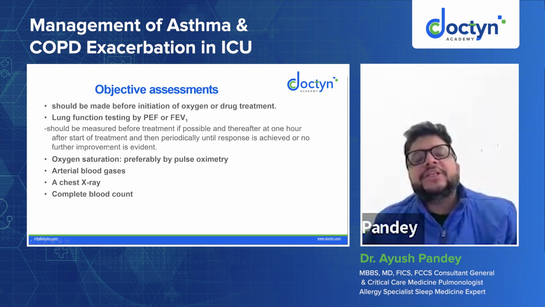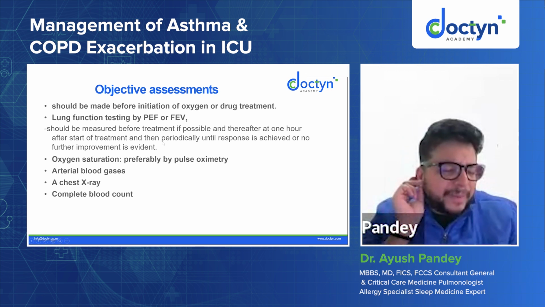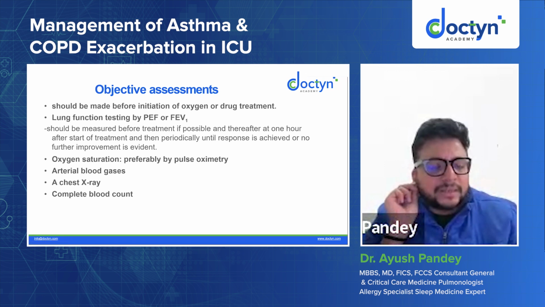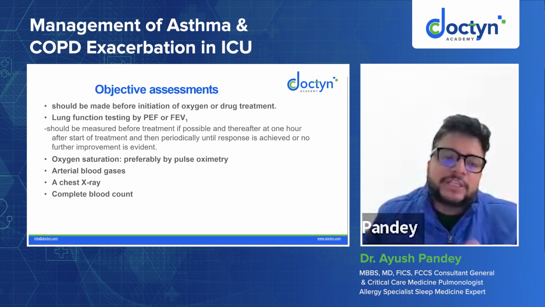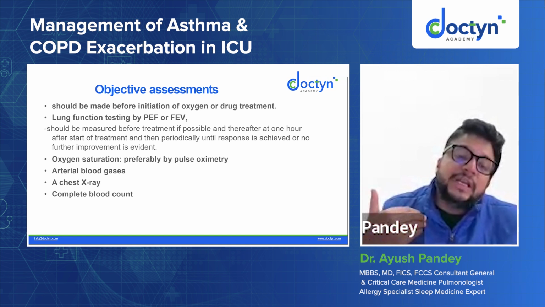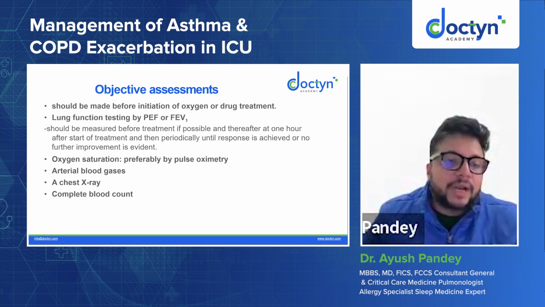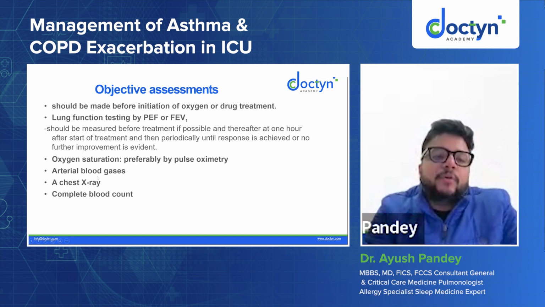Oxygen saturation, if the patient is there in your hospital setup, check the pulse oximeter. If the patient is a chronic COPD or asthma case, generally his baseline oxygen saturations will be between 88, 90 or 92. You cannot expect a patient of COPD or chronic asthma having oxygen levels greater than 96, 97 or 98.